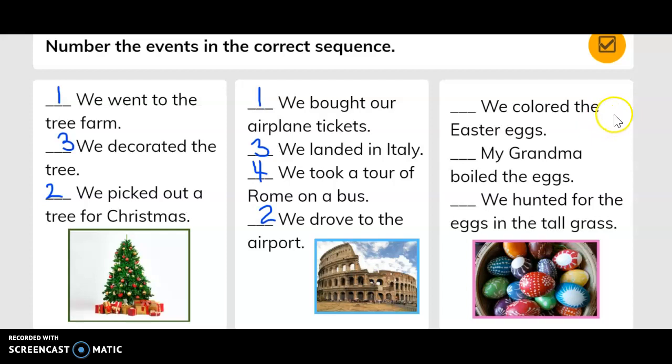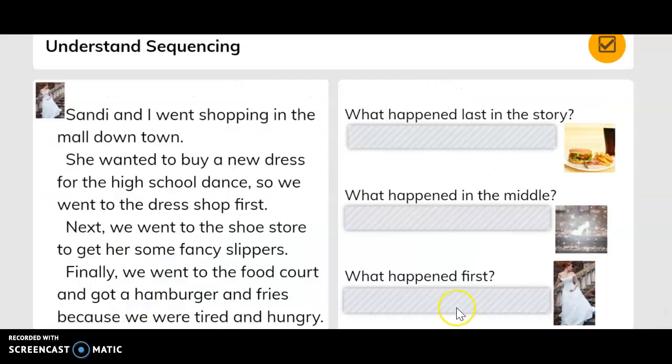The next one says we have a picture of colored eggs. Next one says we colored the Easter eggs. My grandmother boiled the eggs. We hunted for the eggs in the tall grass. But first of all, my grandmother boiled the eggs. Next, we colored the Easter eggs. And 3, we hunted for the eggs in the tall grass.